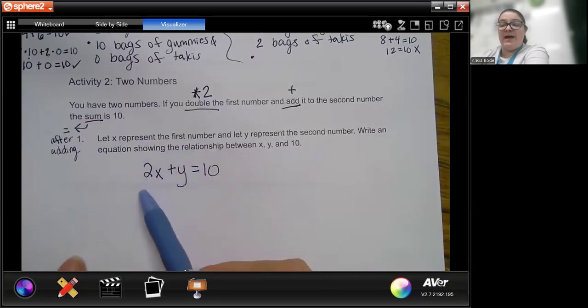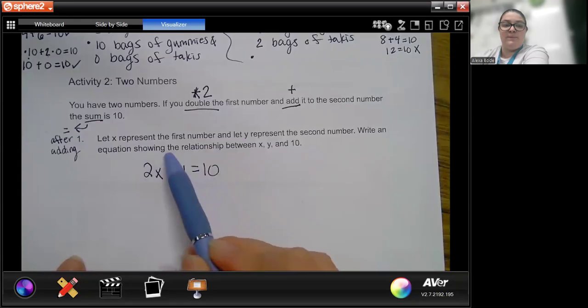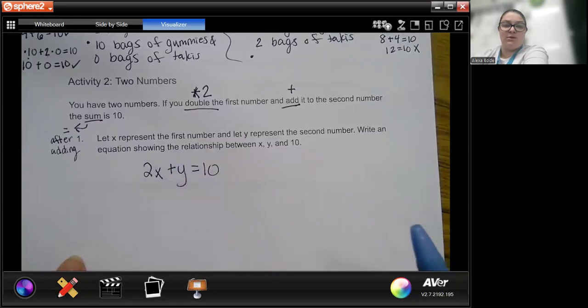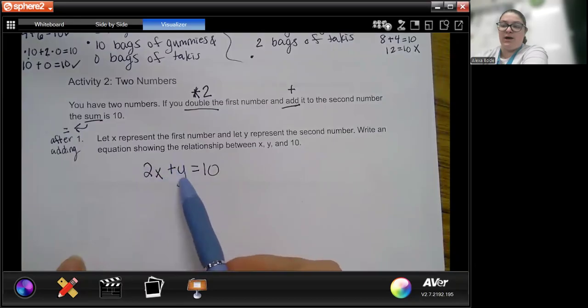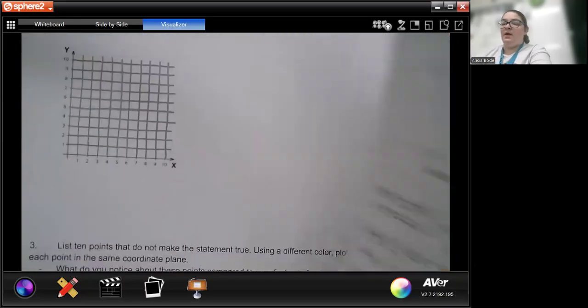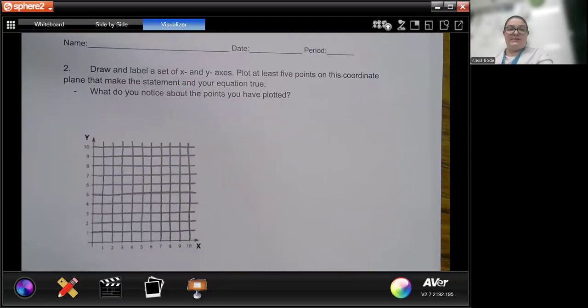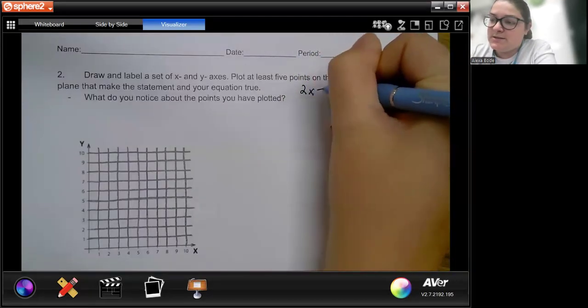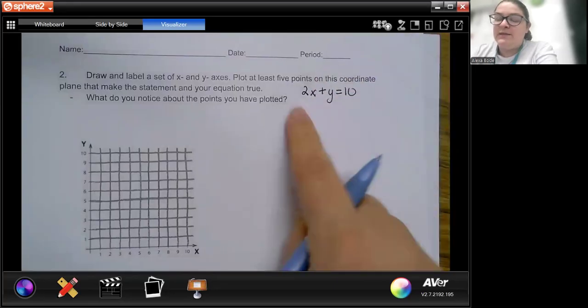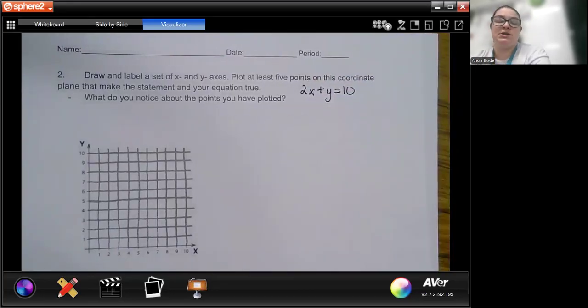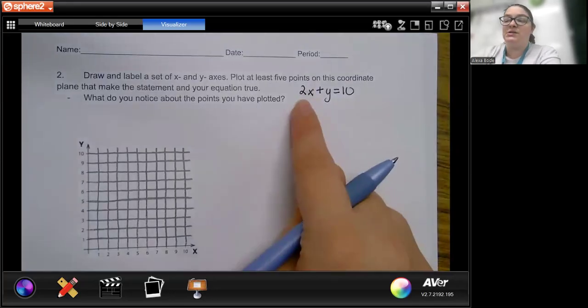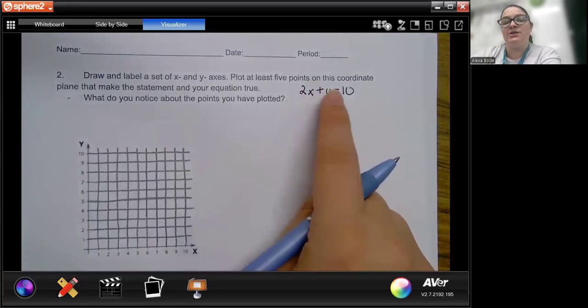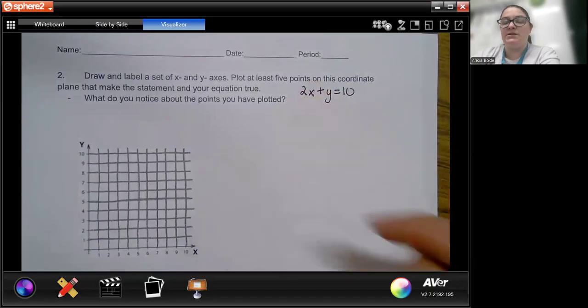Notice again, this is in the form ax plus by equals 10. Our b here, that invisible number, is a 1. So 2x plus 1y equals 10. Okay, so this says draw and label a set of x and y axes, plot at least 5 points on this coordinate plane to make this statement and your equation true. So our equation I'm going to write again is 2x plus y equals 10. This is very, very similar to our Takis and gummies situation. Just our x would be kind of the Takis here for $2 each, and our y times 1 would be our gummies in this situation.